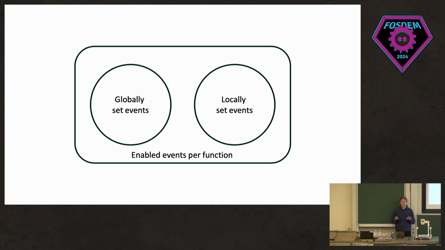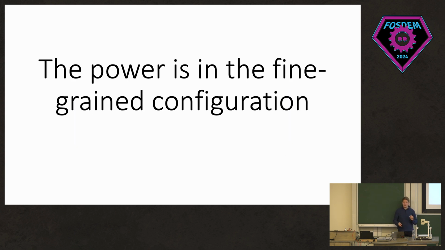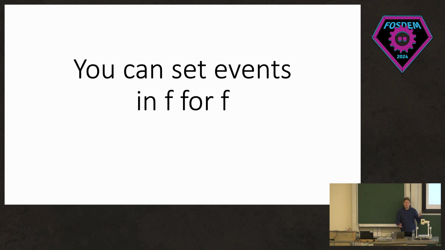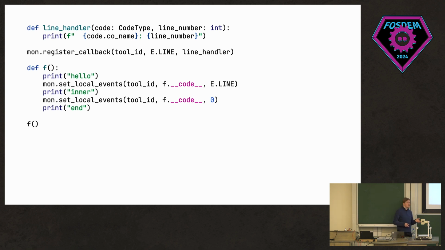So the idea is that we can enable events globally and locally, and the sum of both is the enabled events per function. And the cool thing here is the power is in the fine-grained configuration, so you can set events in a function f, for the function f, while this function is running. So consider this example here.